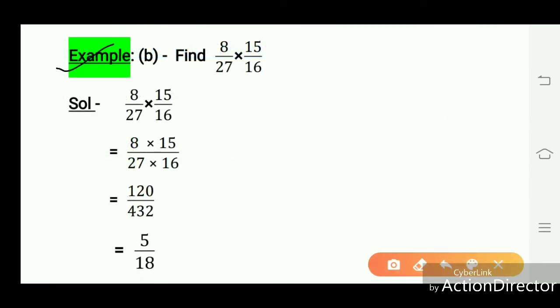Example B. Find 8/27 multiplied by 15/16. First we multiply numerators and after that denominators. So 8 into 15, 15 eights are 120. 27 multiplied by 16, we get product 432. And when we divide 120 and 432, we get 5/18. So when we multiply 8/27 and 15/16, we get product 5/18.